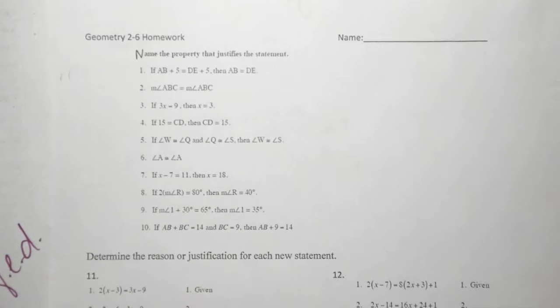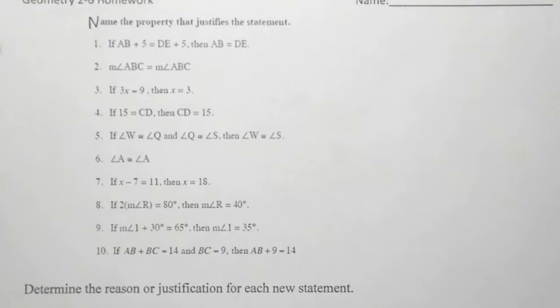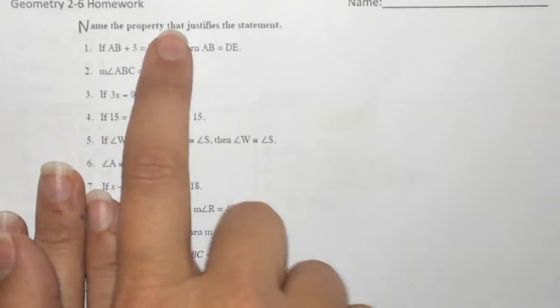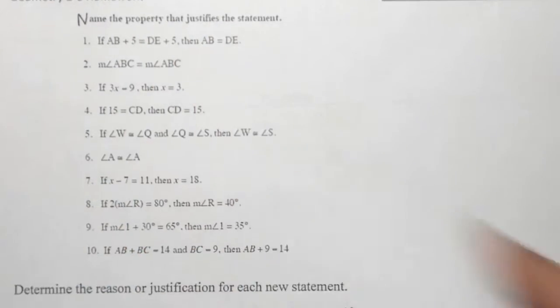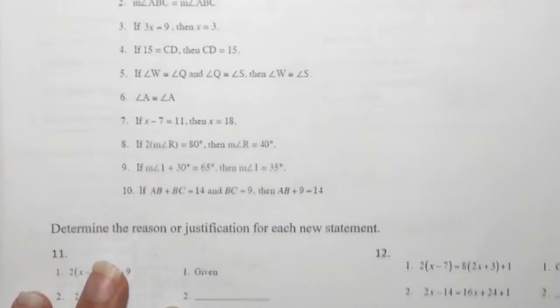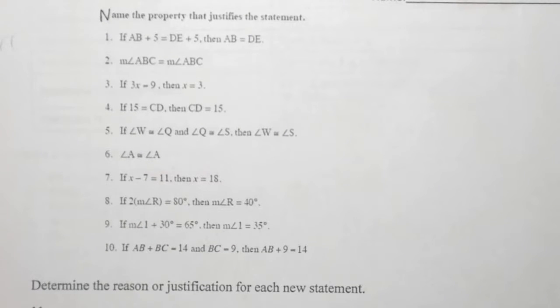Okay, so what we're going to do for the first part is you and your group are going to do 1 through 10. And then I'm going to get some of you to come up here and work them out. Does everybody understand? Now it says name the property that justifies the statement. That's what we did in the math workshop, and you need to use this.